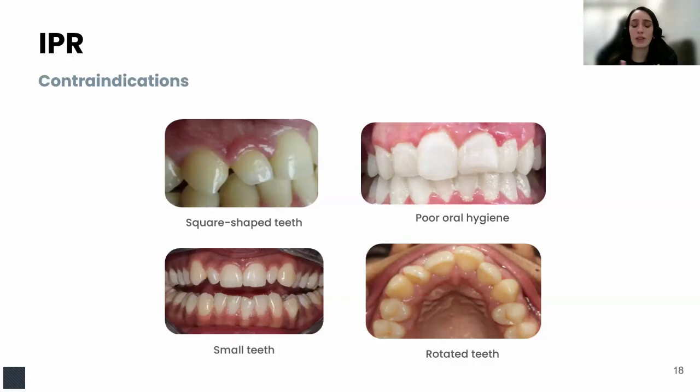And this is simply because they are already small in size. So imagine having to perform IPR and removing even more of their tooth structure. They could end up being very small in size. So we would never, for example, perform IPR for peg-shaped laterals.